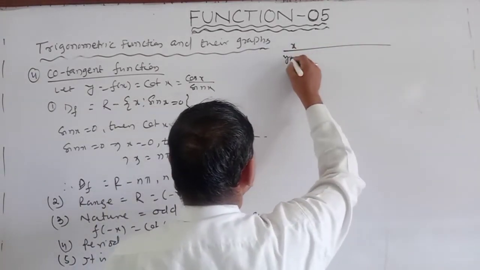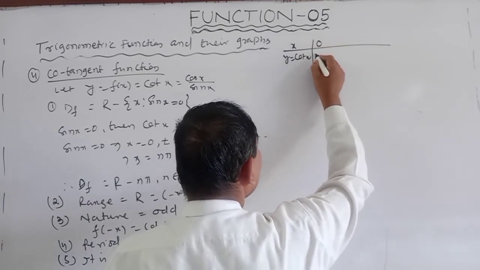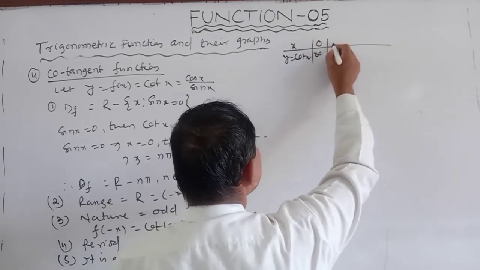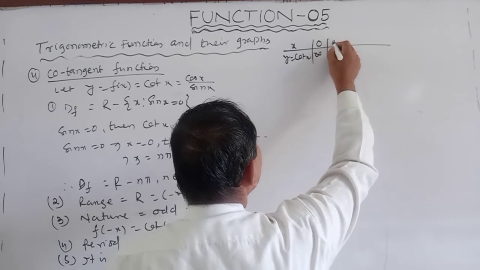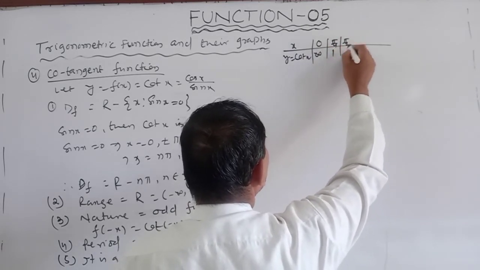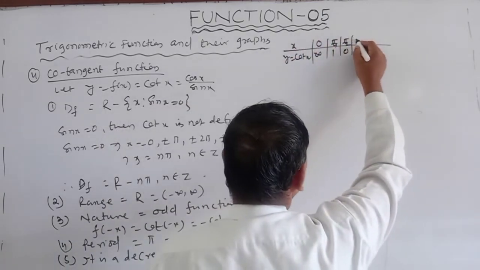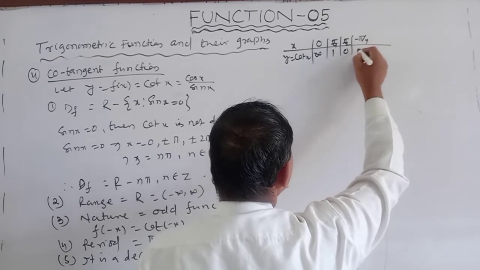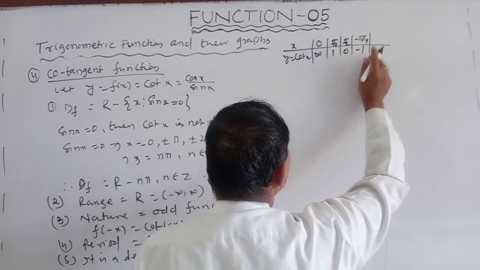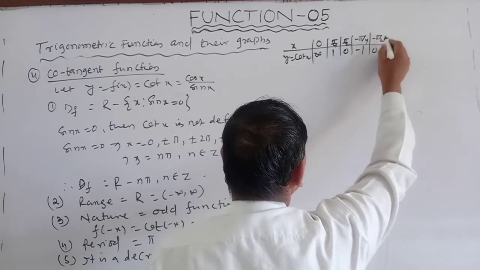y is equal to cot x. So x is equal to 0, cot 0 is equal to infinity. x is equal to pi by 4, cot x is equal to 1. x is equal to pi by 2, cot x is equal to 0, okay. x is equal to minus pi by 4, cot x is equal to minus 1, okay. Minus pi by 2, this is 0.